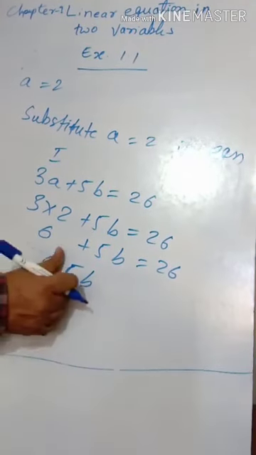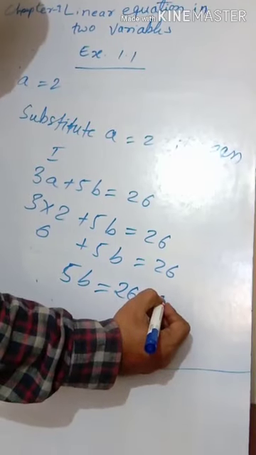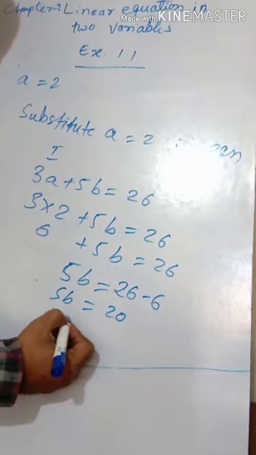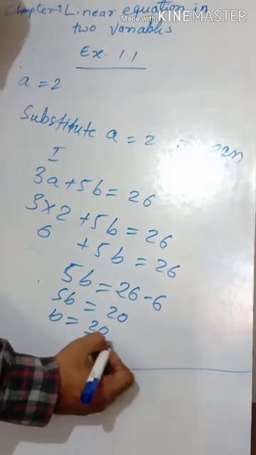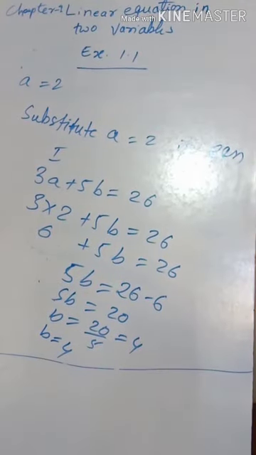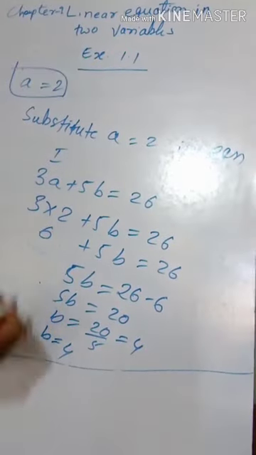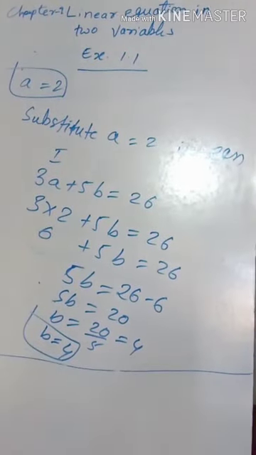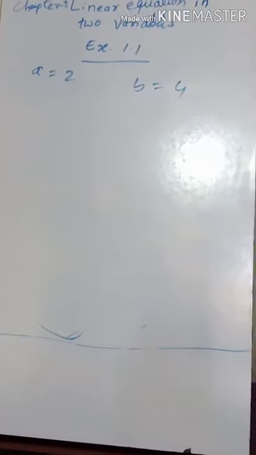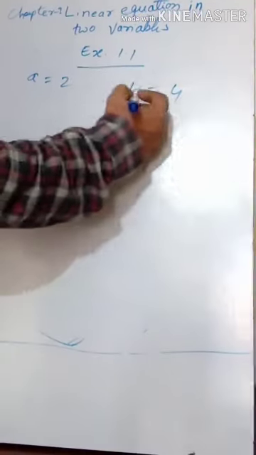5b is equal to 26 minus 6. 5b is equal to 20. b is equal to 20 divided by 5, that is 4. b is equal to 4. The value of a is equal to 2 and the value of b is equal to 4. So student, we find the value of a is equal to 2 and b is equal to 4.